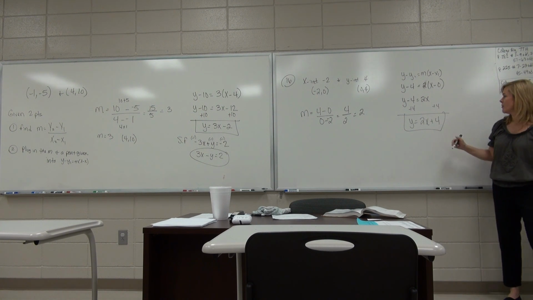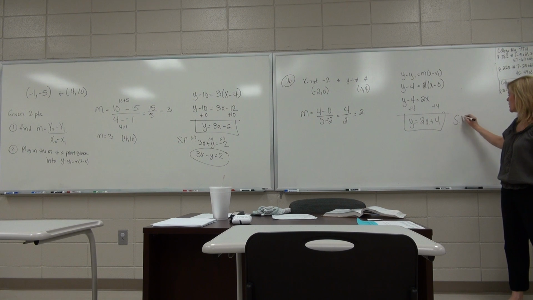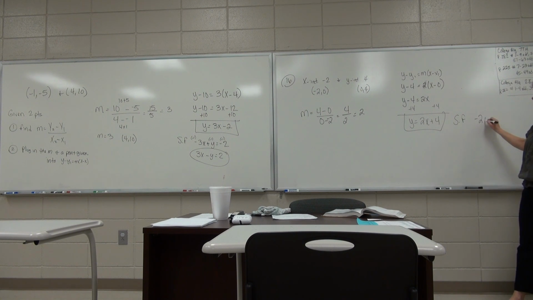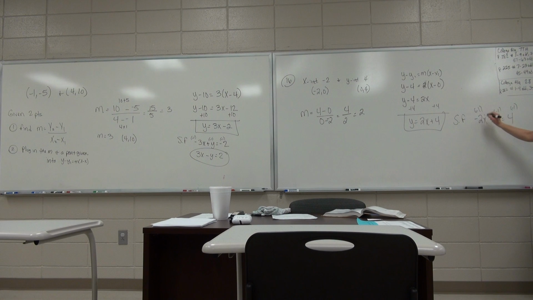Right? Now if you wanted to put this in standard form, you'd move that 2x over, so that's negative 2x plus y equals 4. Well, I've got to multiply everything by negative 1. Change that sign. So I get positive 2x minus y equals negative 4. That would be standard form.